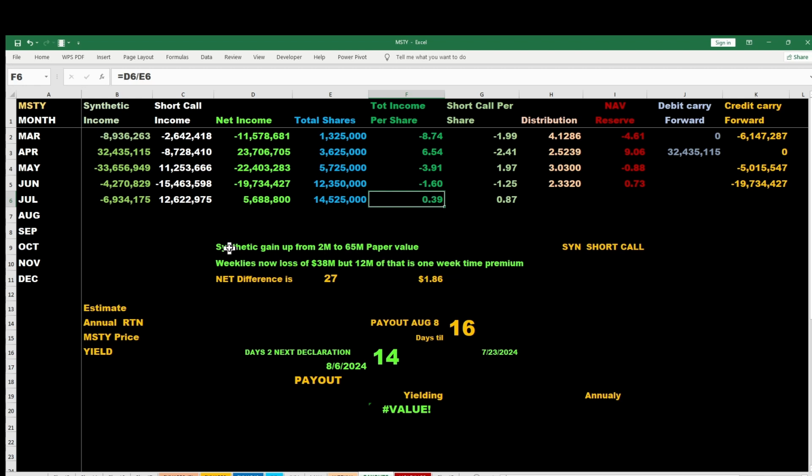So here's our summary. Our synthetic is up to 65 million in paper gain, paper value. The weeklies have a loss of 38 million, but 12 million of it is time premium. Okay, so let's assume it's 26, right? But the difference is 27 right now, 65 minus 38. Well, let's call it 10 more that we gain with the time premium. But remember, we lose a little bit on our time premium on our call. The put doesn't lose it.